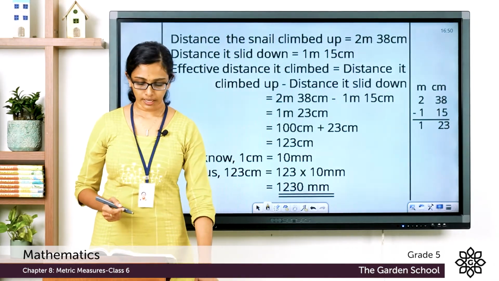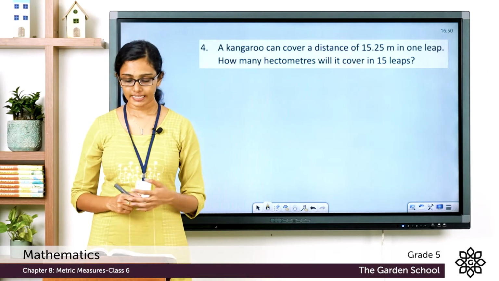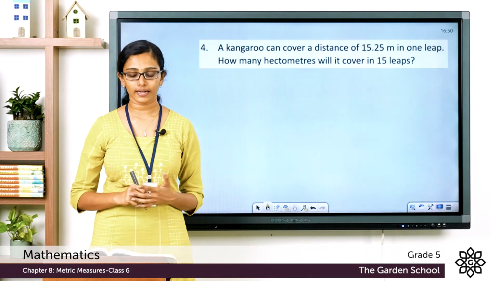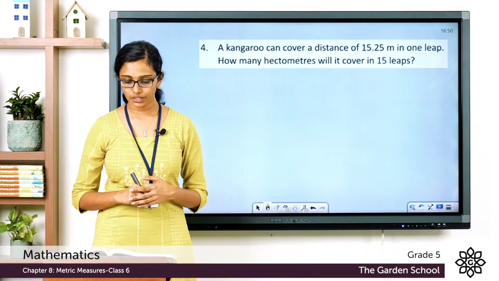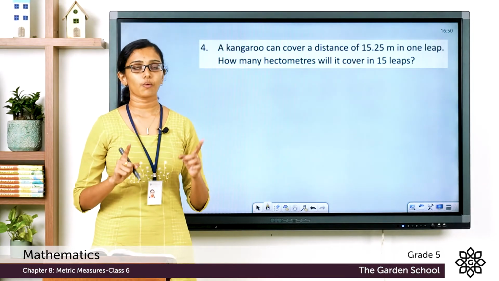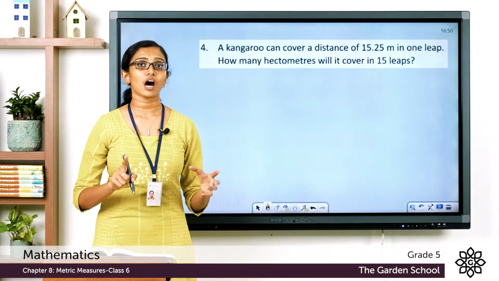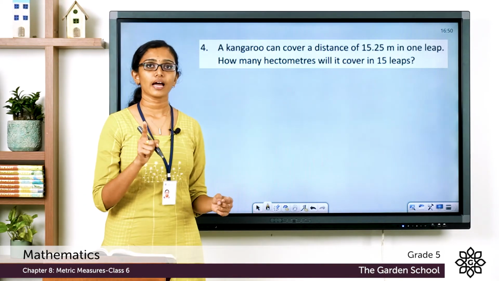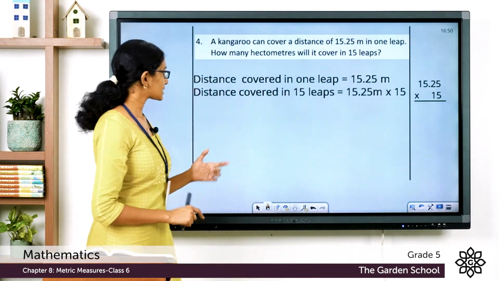Now we'll see the next one. Fourth question. A kangaroo can cover a distance of 15.25 meter in one leap. How many hectometers will it cover in 15 leaps? So the distance it covers in one leap is given. You have to find out how much it will cover in 15 leaps, and you have to change that answer in terms of hectometers. So let's write the steps.